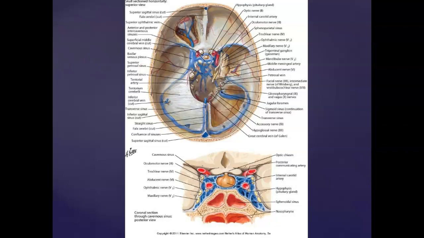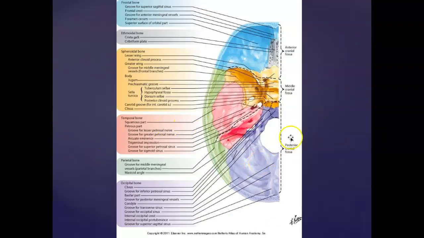Now let's go back to the posterior cranial fossa. Obviously the big one here, the foramen magnum, the big hole in the back, that's where the spinal cord's coming up. The hypoglossal canal, which is just kind of on the anterior lateral portion of that foramen magnum, that's where the 12th cranial nerve, the hypoglossal nerve, will exit the skull.